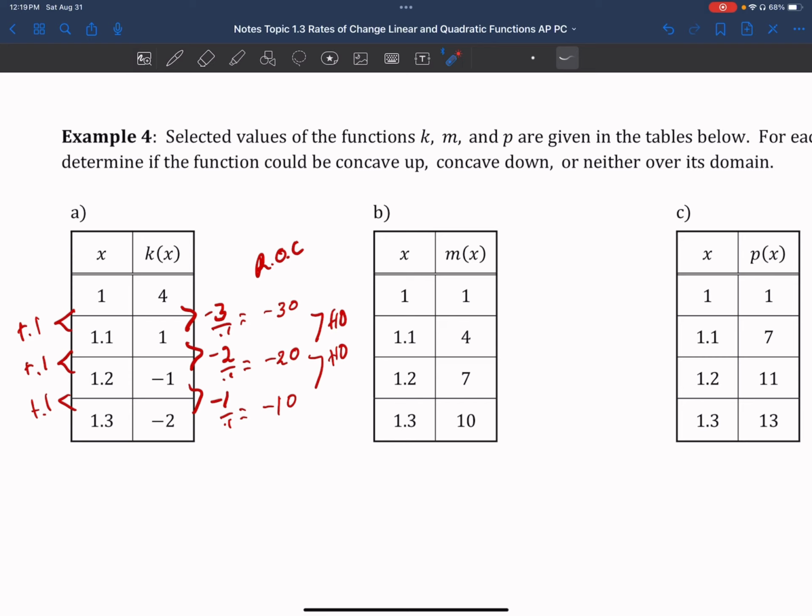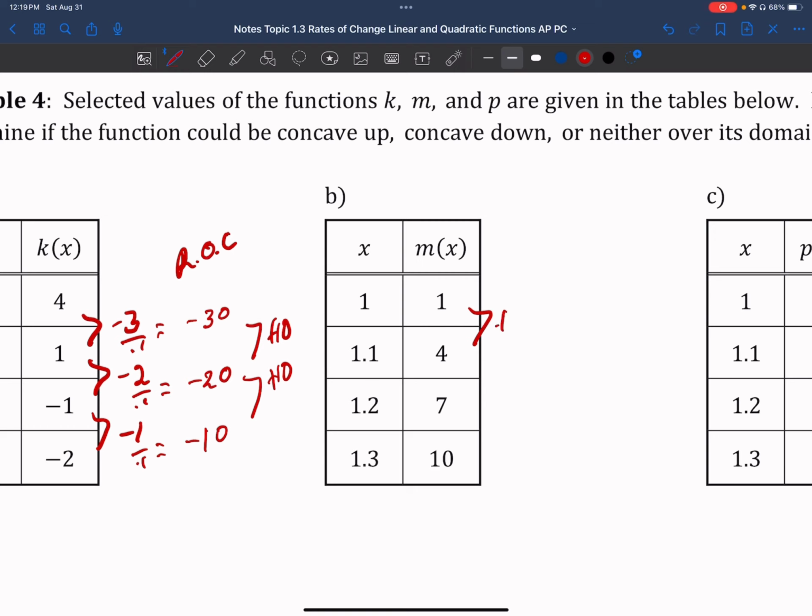I am going to do the same thing for b. I'm going to make this a little bit quicker since we already kind of went over A very slowly. So to go from 1 to 4 is going to be +3. To go from 4 to 7 is going to be +3. And then to go from 7 to 10 is going to be +3.